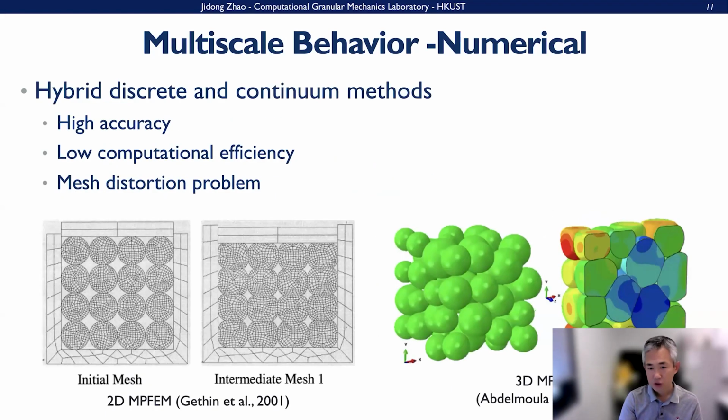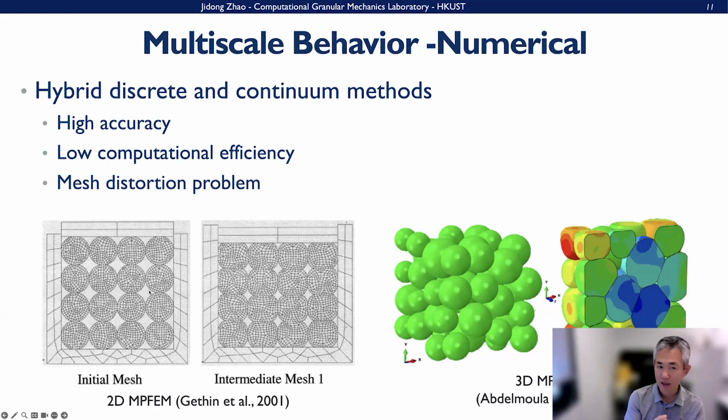So the third method that has now become popular is called the hybrid method, similar to the multi-scale modeling approach we introduced before. It's called FDEM. The hybrid method can be represented by one method called multi-particle FEM. These are the 2D or 3D examples shown here.